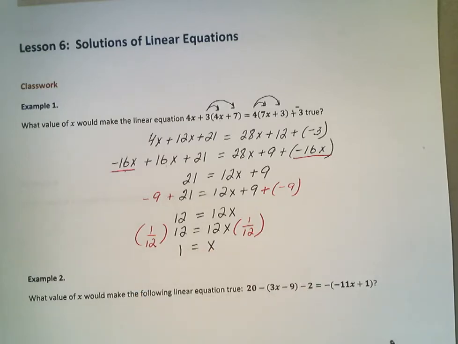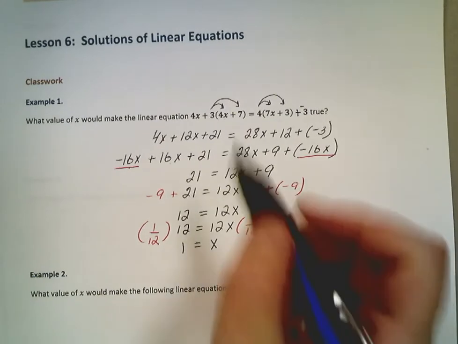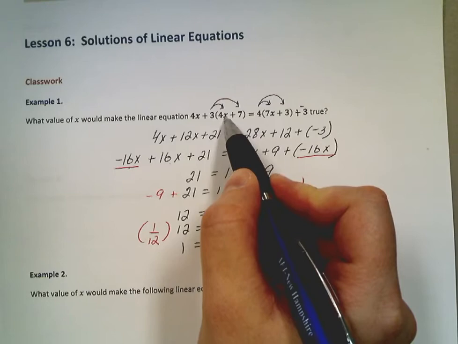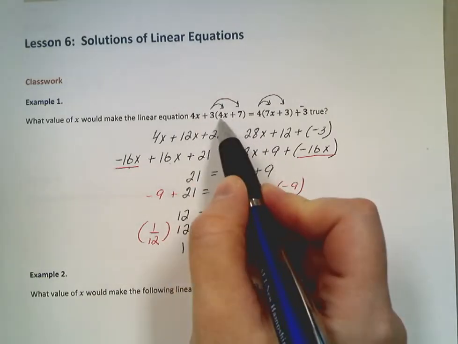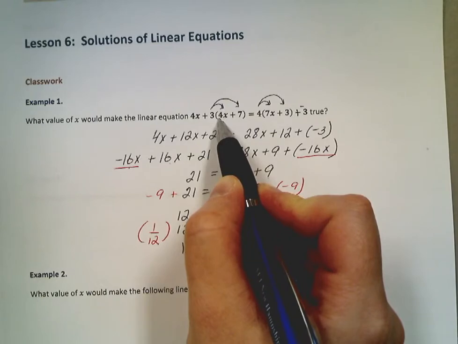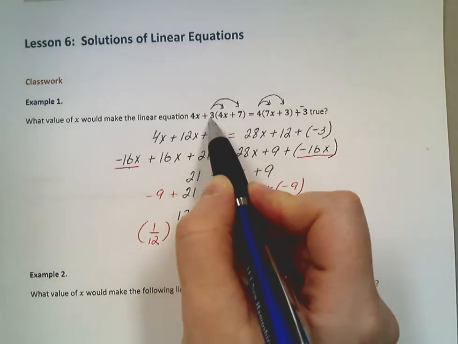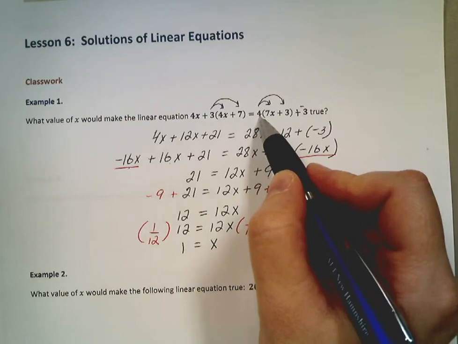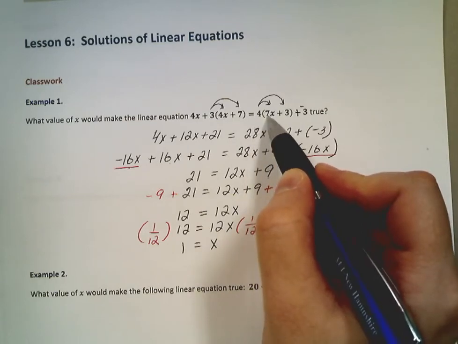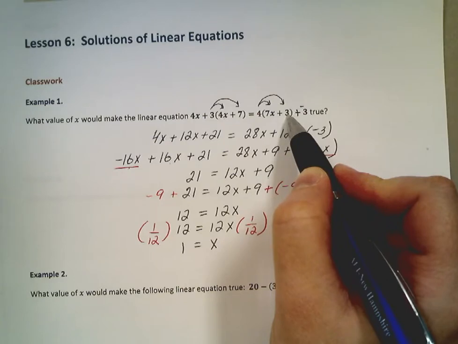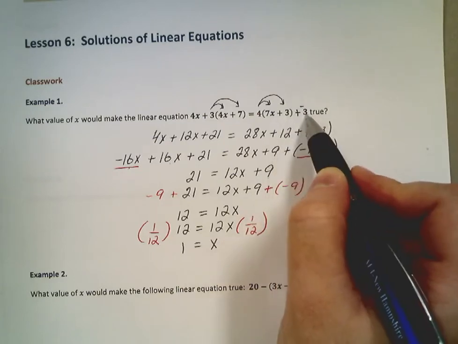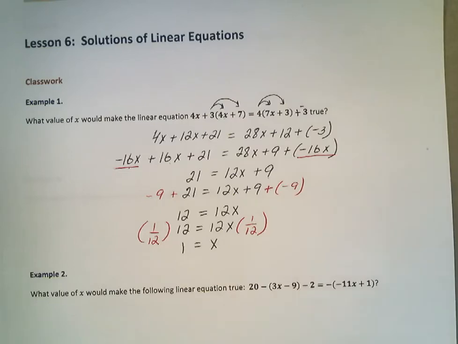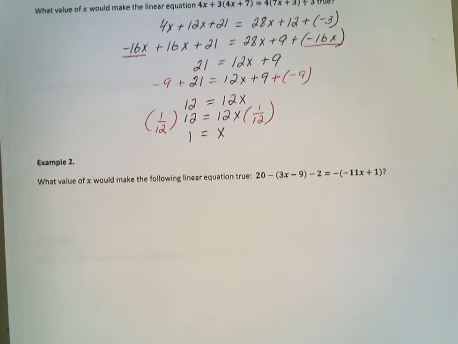Okay, I can check my solution by substituting it in place of x into my original equation. So 4 plus 12 is going to be 16. And then plus 21, 16 plus 21 is 37. So we will leave it as 37 for now. Here I will have 28 plus 12, which is 40, and 40 plus negative 3 is 37 as well. So that makes my equation true. 1 equals x. All right.